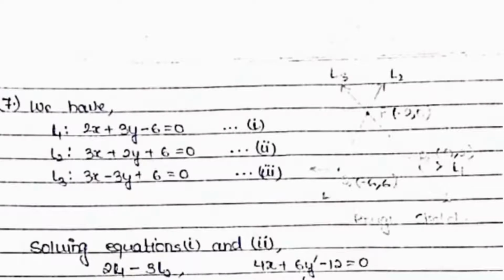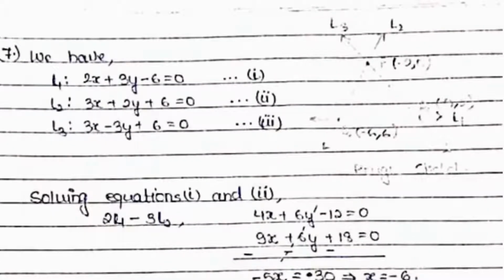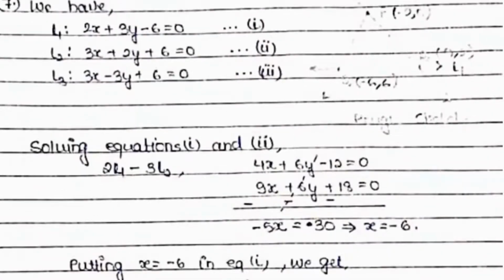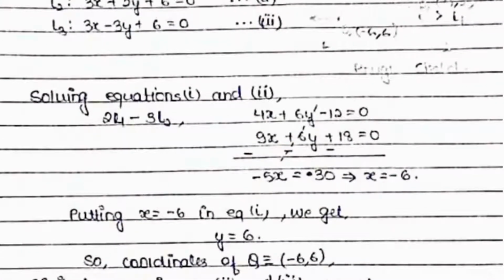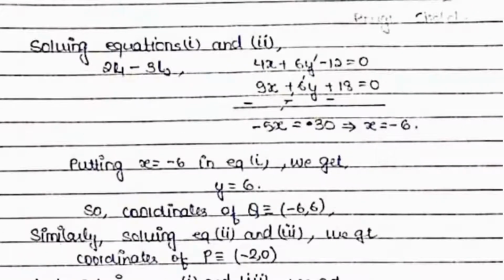Now question number 7. Question 7 gives us three lines and asks us to find the perimeter formed by the intersection of the three lines. It means we are given three lines. The intersection of these three lines forms a triangle, and we have to find the perimeter of the triangle. Now, after solving equations 1, 2, and 3, we get x equals minus 6. Then putting x equals minus 6 in equation 2, we get the value of y.